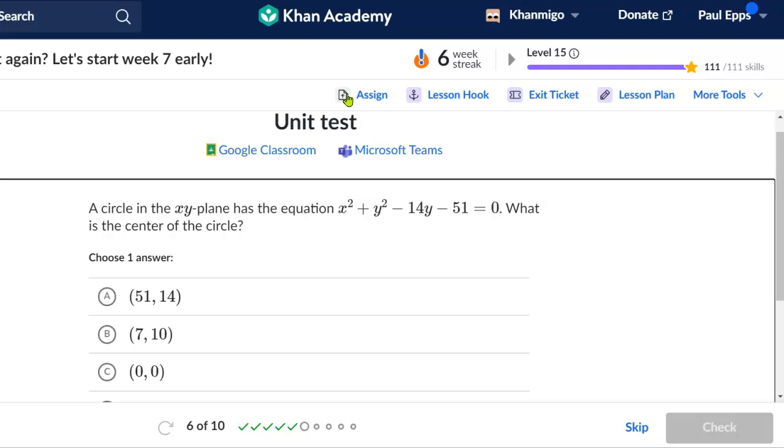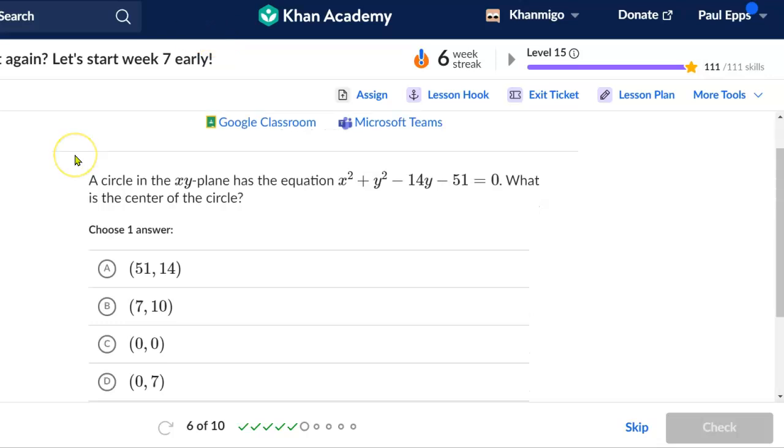Circle in the xy plane has the equation x squared plus y squared minus 14y minus 51 equals 0. What is the center of the circle? Okay.